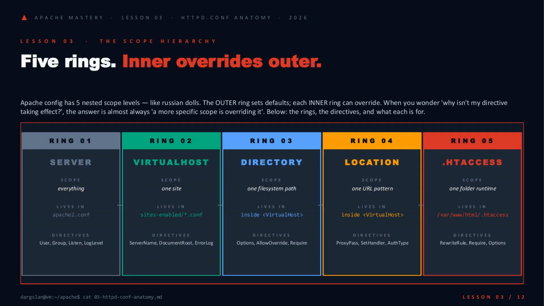Now let's zoom in on those scope levels. 5 rings like Russian dolls. The outermost is server, settings in apache2.conf that affect everything. Who Apache runs as, what ports it listens on. Step inward and you hit virtual host, scope to one site. Then directory tied to a file system path, then location tied to a URL pattern, and finally, htaccess, one folder evaluated at runtime. Inner always overrides outer, so when a directive seems ignored, walk inward from the server until you find the ring that's quietly winning.